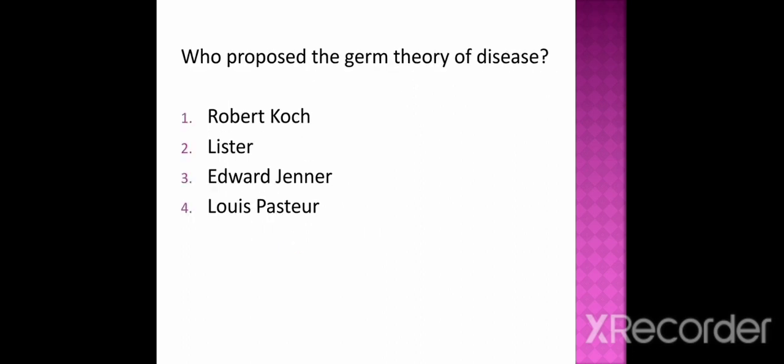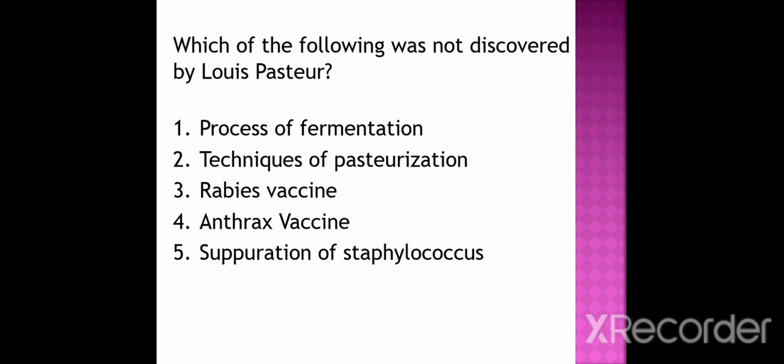Who proposed the germ theory of disease? Option 1, Robert Koch. Option 2, Lister. Option 3, Edward Jenner. Option 4, Louis Pasteur. And the correct answer is Louis Pasteur, who proposed the germ theory of disease. This germ theory of disease was confirmed by Robert Koch through Koch's postulates.